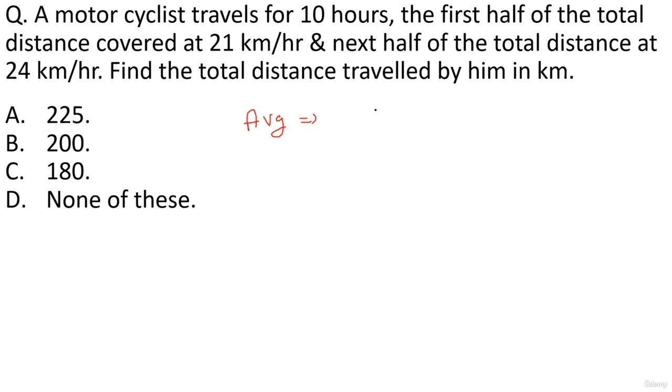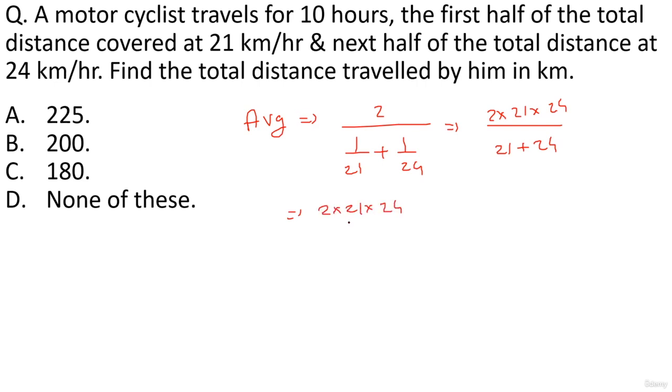The average speed will be the harmonic mean, just now we saw, right? 2 upon 1 upon 21 plus 1 upon 24. So 2 into 21 into 24 divided by 21 plus 24. 21 plus 24 will be 45, guys. Right, 45. This is the average speed.